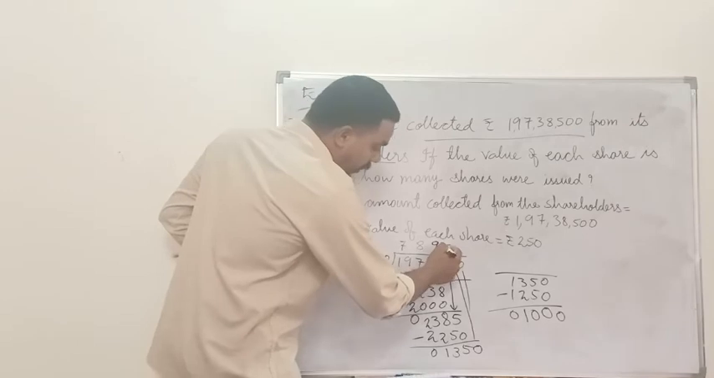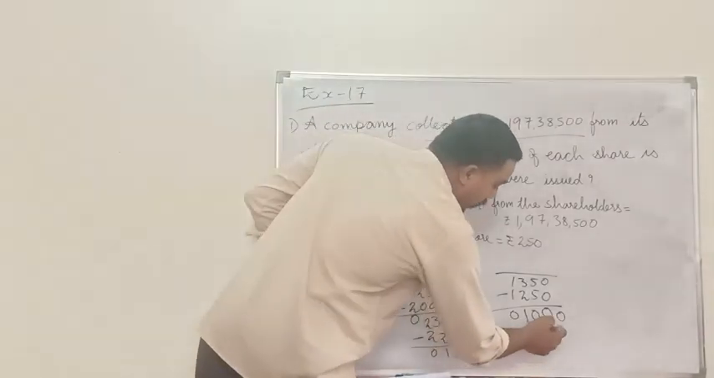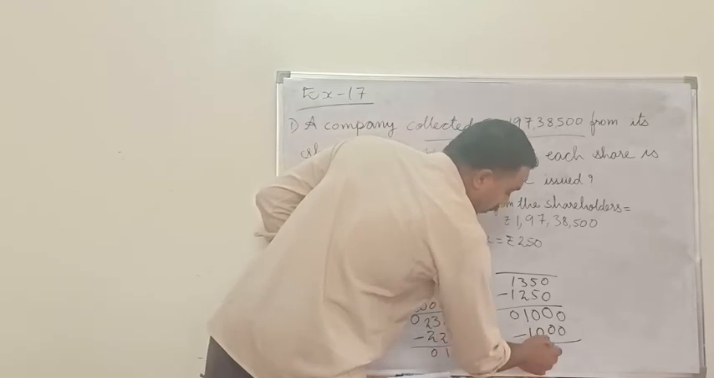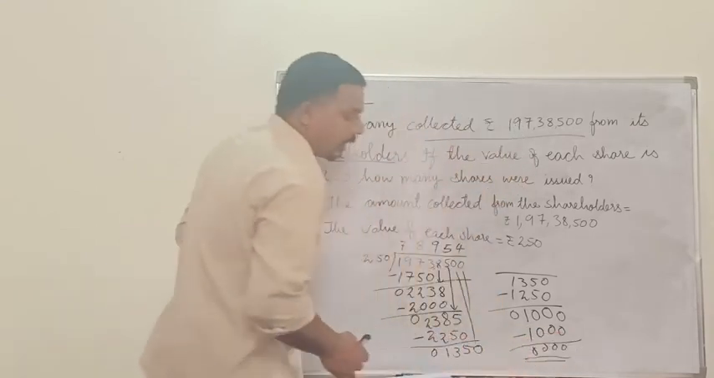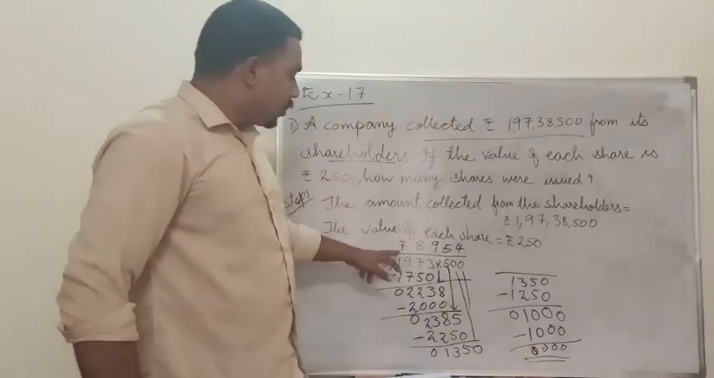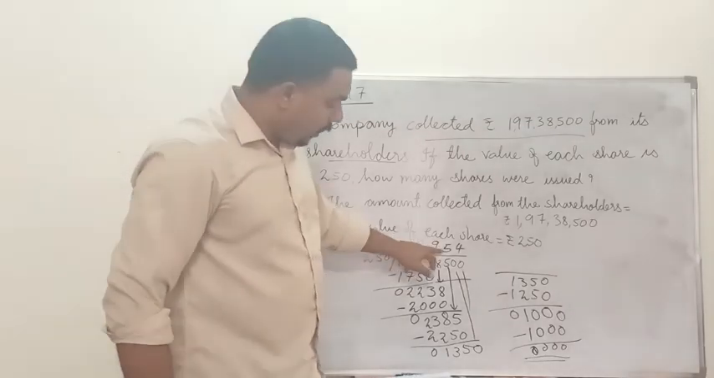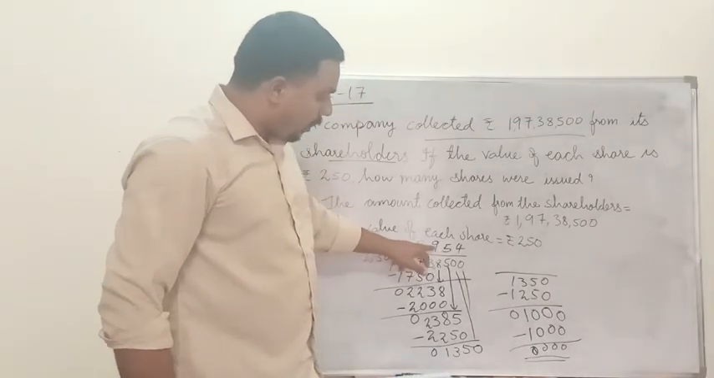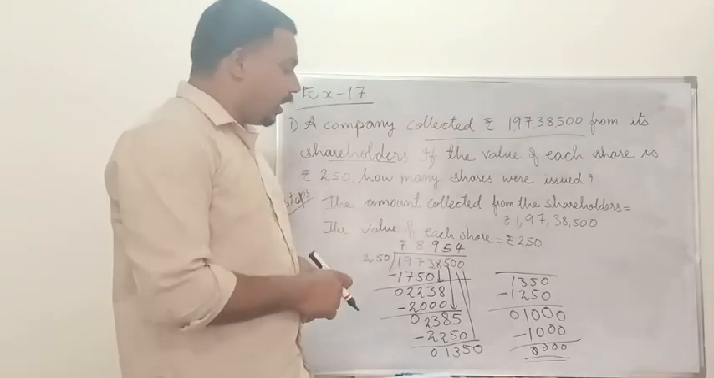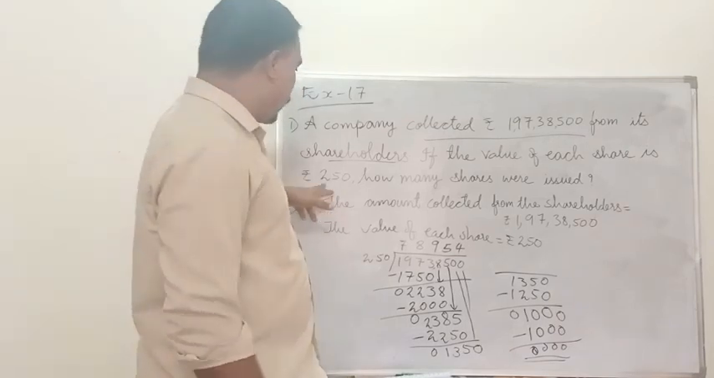Now how much do we have to take? 4. 4 into 250 is equal to 1000, minus, nothing is remaining. 0 only. So what will be the quotient? 78,954. 78,954 is the answer. So you have to write the answer in a sentence in this way.